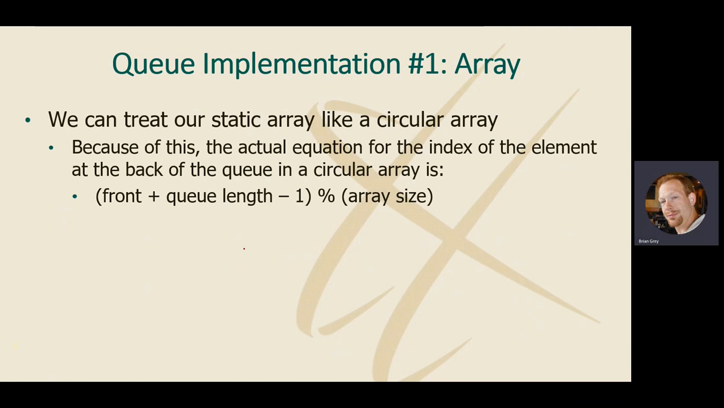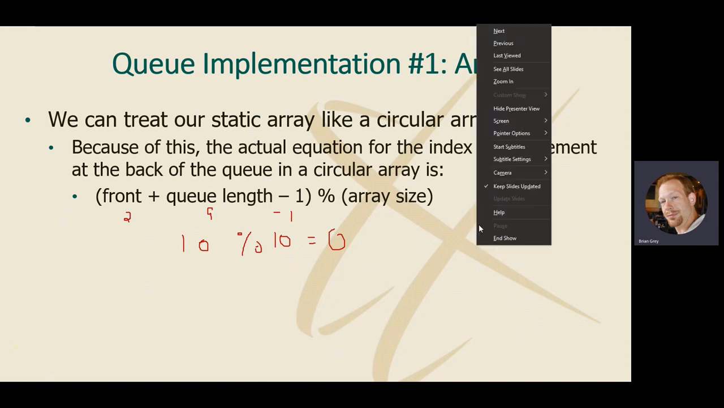0, 1, 2, 3, 4, 5, 6, 7, 8, 9, 0, 1, 2, 3, 4, 5, 6, 7, 8, 9. If we're doing modulo 10, it's going to cycle through 0 through 9. We're going to get our indices every time, right? So if we do that same math, 2 plus 9 minus 1 modulo 10, right? This is 10 modulo 10. What's the remainder when you divide 10 by 10? It's 0. So the index for the element at the back of the queue is index 0.